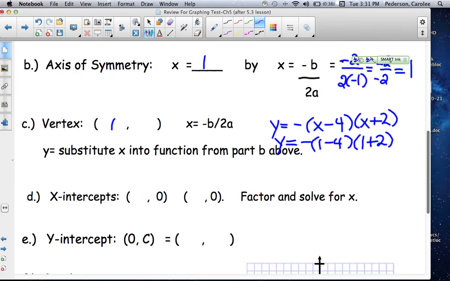And now we use our order of operations where we simplify the parentheses first. 1 minus 4 is negative 3. 1 plus 2 is 3. And then we multiply. Negative 3 times positive 3 is negative 9. And then a negative times a negative is a positive. So then we come over and identify our vertex is (1, 9).